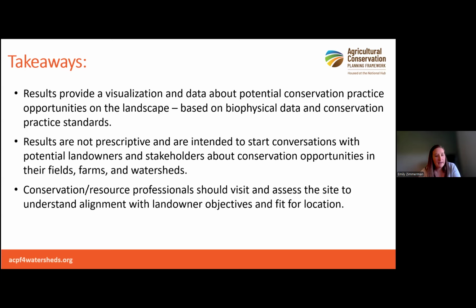And then, as always, I think it's important to remember this is a model, this is spatial data. We think this model is particularly useful, but all models are wrong. We hope that most models are useful. And again, I think this one is, but it doesn't diminish the need for a conservation professional to visit and assess the site in person to really understand the fit of the location and alignment with landowner objectives. So again, having that really local touch point is a critical step in the process.